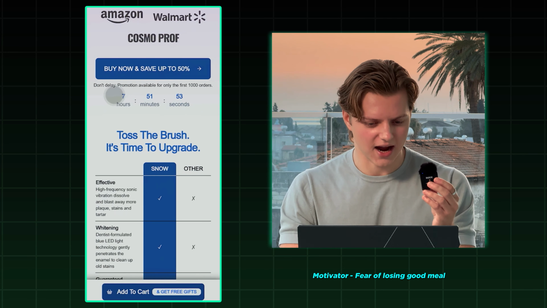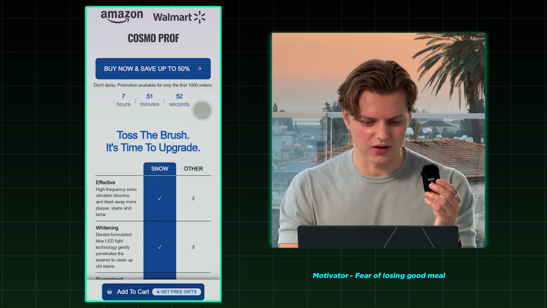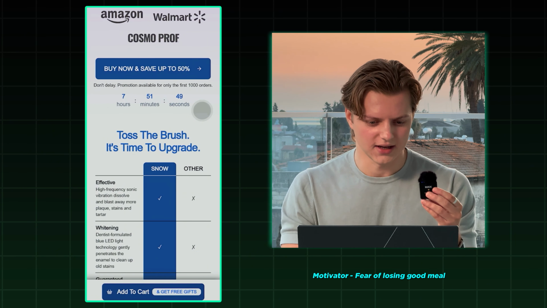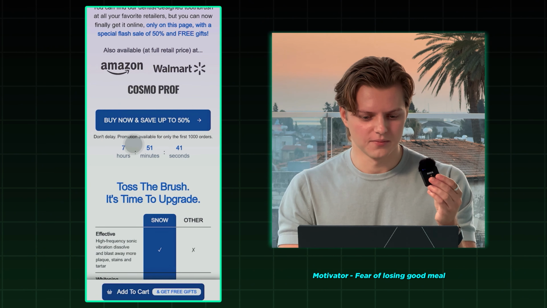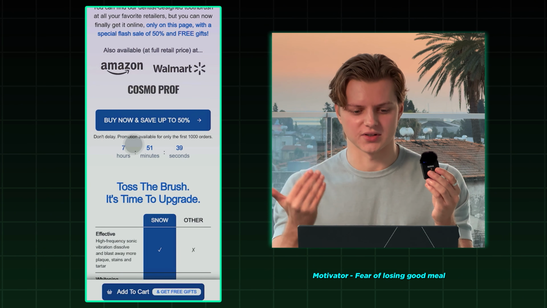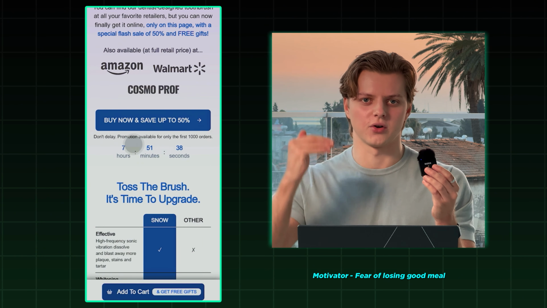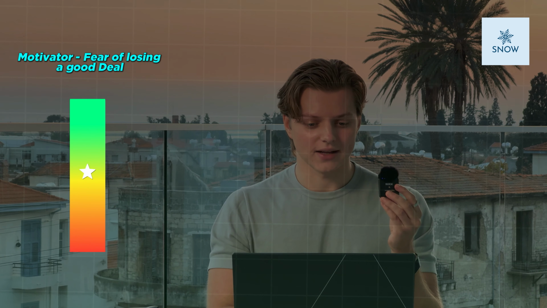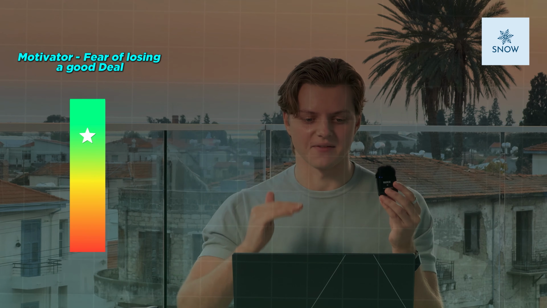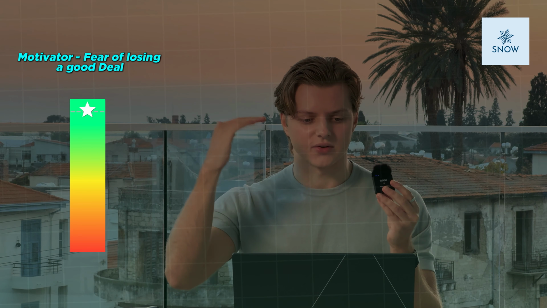And they have this timer here, which also just instills a sense of fear. They don't even make it clear what they're counting down. So this does create some uncertainty for me, which does increase my fear of losing out on the offer. So that's about it for the fear of losing a good deal. I'll rank them S tier on this as well. They have a very high fear of losing out on a good deal, which creates plenty of motivation to actually make an action here, not just read the descriptions.